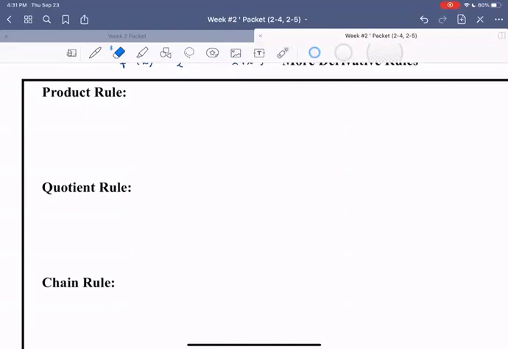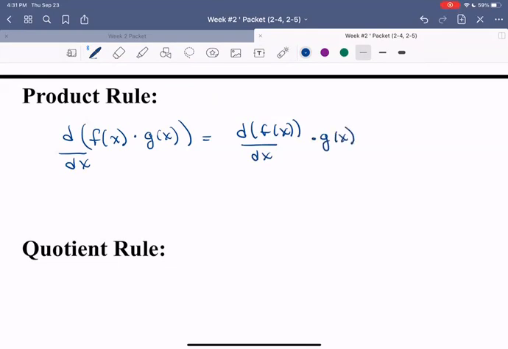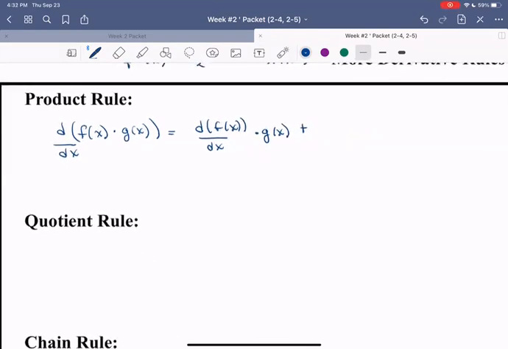So product rule. Product rule is if we're computing a derivative of a product of two functions. Suppose we have f of x times g of x, and we want to take the derivative of this product. Then the product rule states that the derivative of this product will be the derivative of the first function times the second function plus the first function times the derivative of the second function.